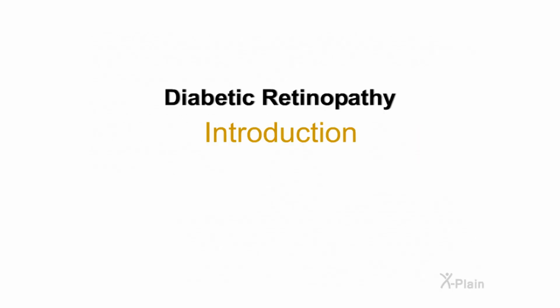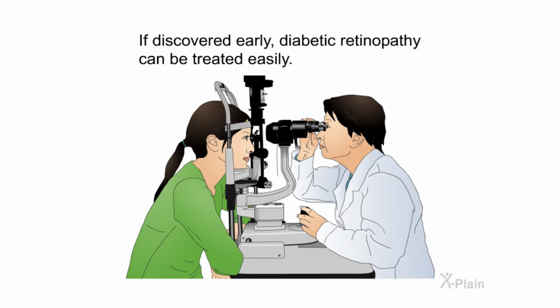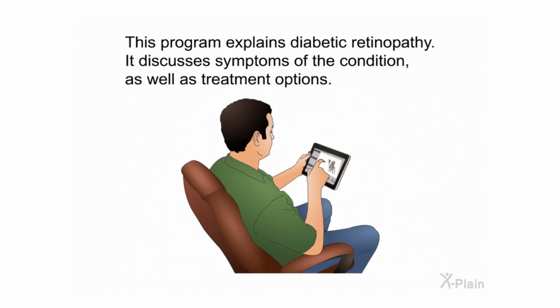Diabetic retinopathy. Introduction. People with diabetes are more likely to have eye problems that can lead to blindness. Diabetic retinopathy is a disease of the eye's retina that is caused by diabetes. If discovered early, diabetic retinopathy can be treated easily. This program explains diabetic retinopathy. It discusses symptoms of the condition as well as treatment options.